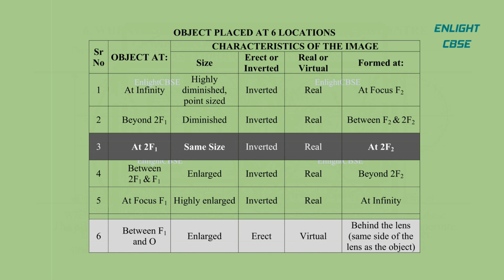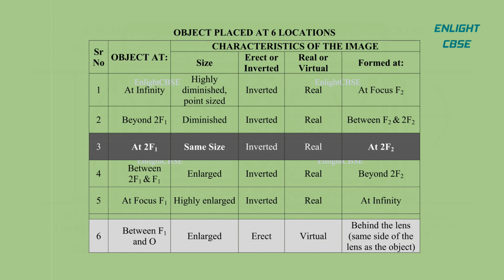Once again, when object is at infinity, a highly diminished, dot-sized image is formed at focus. When object is beyond 2f, a diminished, inverted, real image is formed between focus and 2f. When object is at 2f, a same-sized, inverted, real image is formed at 2f. When object is between 2f and f, radius and focus, an enlarged, inverted, real image is formed beyond 2f.